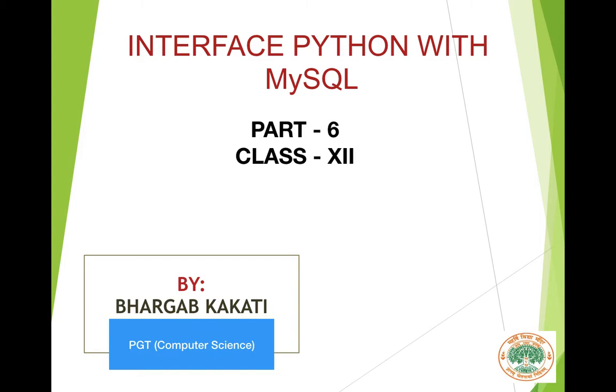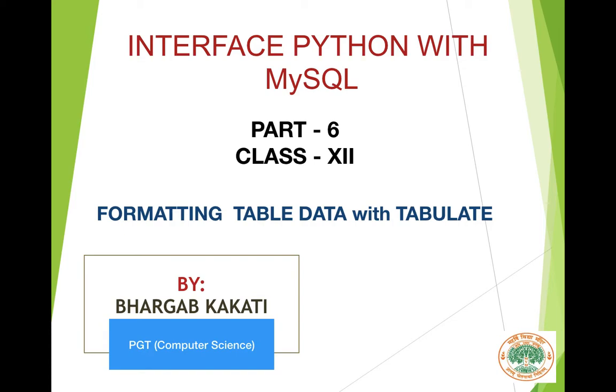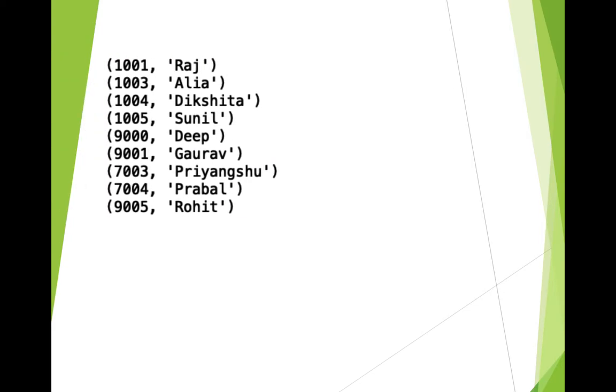This is part 6 of this chapter, and today we are going to discuss how to format table data with the help of the Tabulate library. Till now, whatever data we displayed through Python from MySQL is displayed in this format. As you can see, this is not a user-friendly way of displaying data.